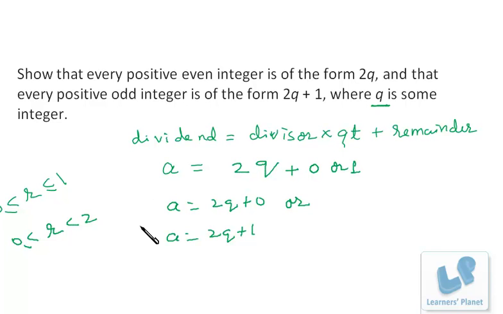That means what is happening over here? a is either an even integer, because a is equal to 2q, that means a is a multiple of 2, or a is 2q plus 1. That means either a is an even integer or it is an odd integer. So every positive even integer is of the form 2q and every positive odd integer is of the form 2q plus 1. So that we have proved over here. I hope you are clear.